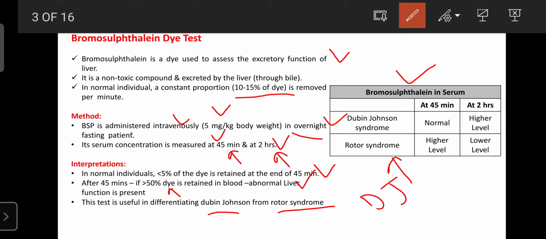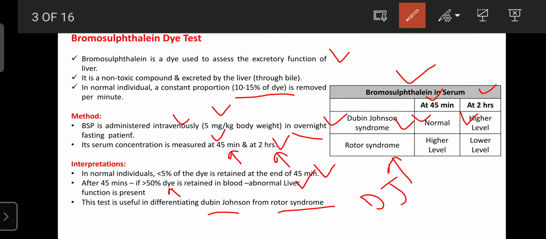Okay, the doctor wants to differentiate whether it is Dubin-Johnson or Rotor syndrome. So they can perform the bromosulfophthalein test. If at 45 minutes the bromosulfophthalein level is normal, but after 2 hours its level increases, then that hepatotoxicity is related to Dubin-Johnson syndrome.